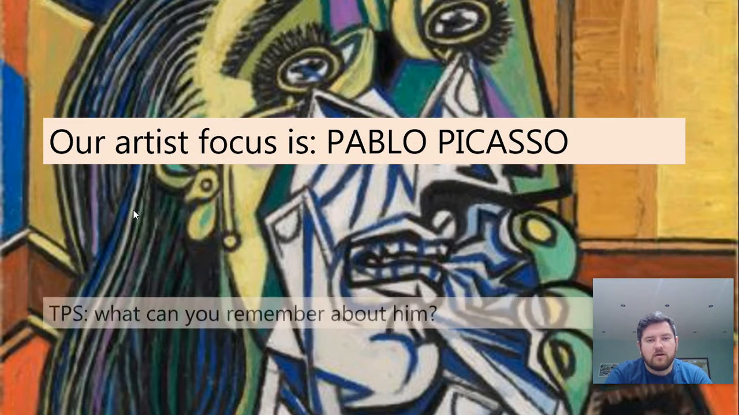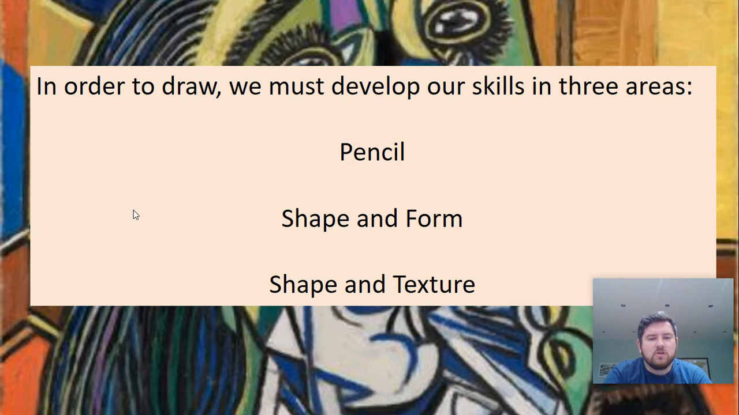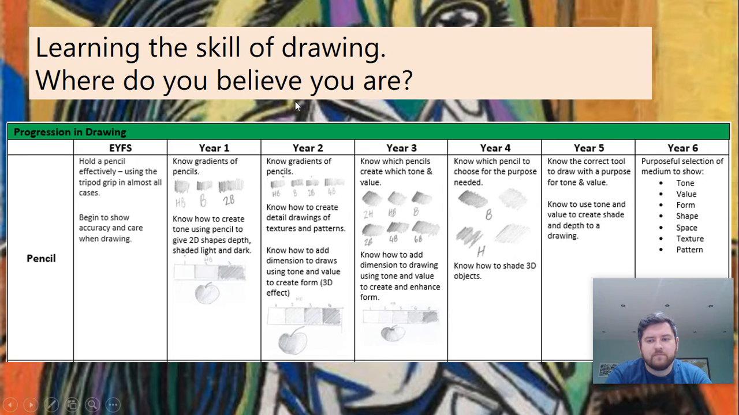So, as I said, our artist focus is Pablo Picasso. Have a think now. What can you remember about him from yesterday? Go through in your head, pause the video if you like, and come up with some things that you can remember from yesterday. So, today, in order to draw, we must develop our skills in 3 areas: pencil, shape and form, shape and texture. And I'm going to go through some of those now.